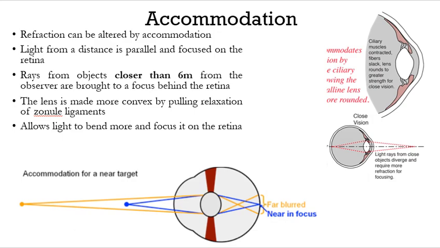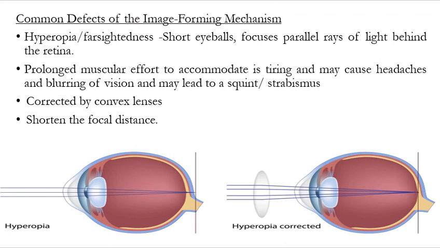But what about things that are further than 6 meters? Things that you look at and it's too far. When your muscles are relaxed in the eye, you can't quite bring it into focus. What does the eye do in order to accommodate that vision that is far? Before we do that, I just want us to talk about a defect when things just naturally fall behind the retina.